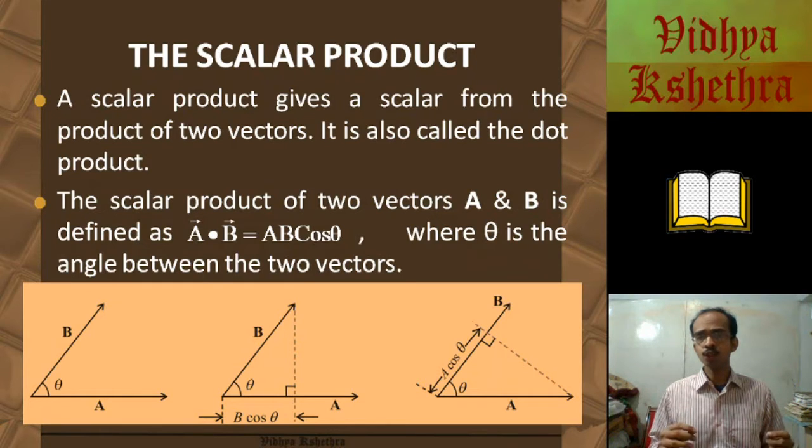Then the second figure shows the projection of B on the vector A, that is B cos theta, is the projection of B on vector A. Similarly, A cos theta is the projection of A on vector B.